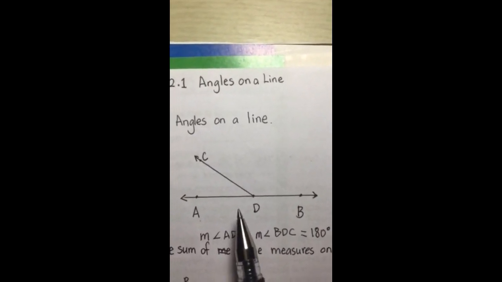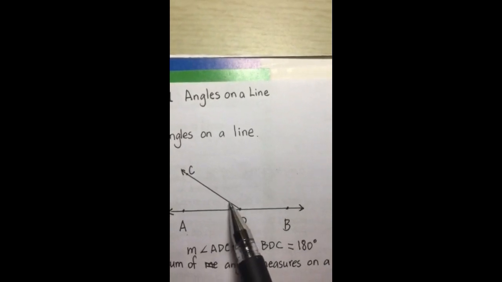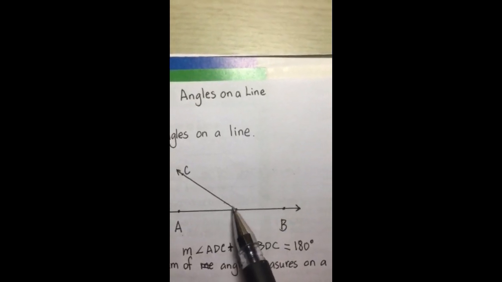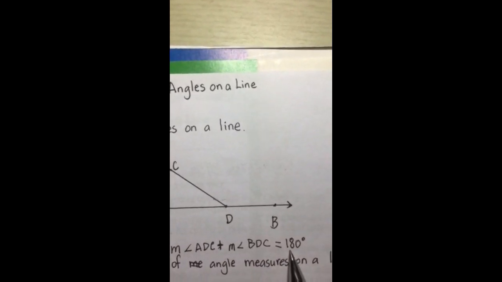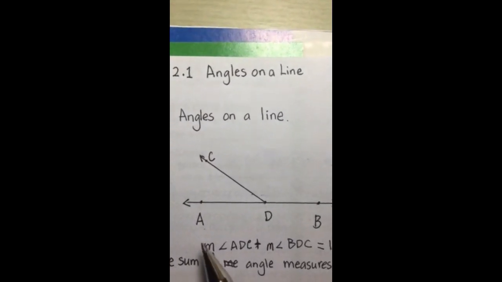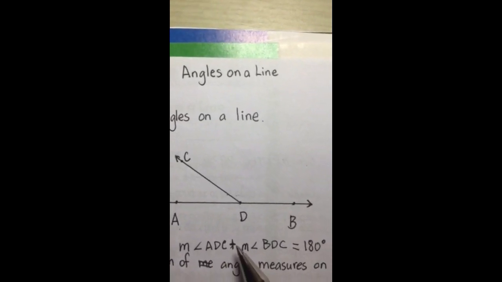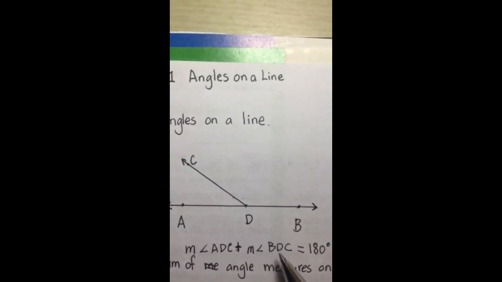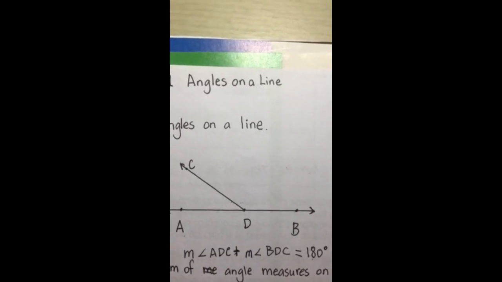One important property of angles on a line is that the measure of this angle and the measure of this angle make 180 degrees. So this is how we can write it: the measure of angle ADC add the measure of angle BDC is 180 degrees.